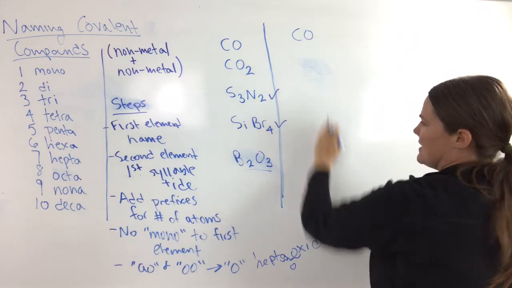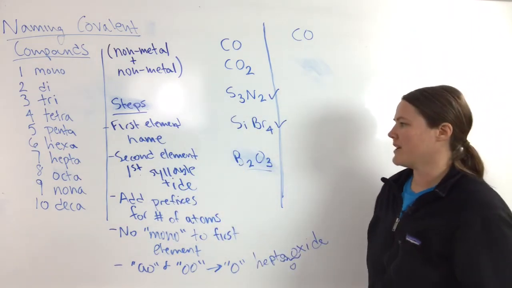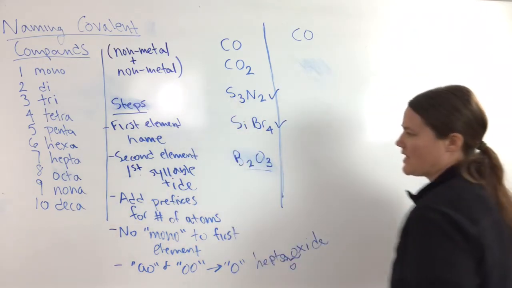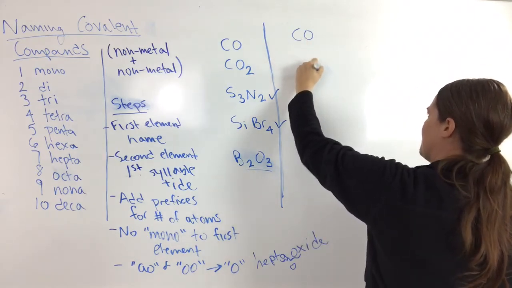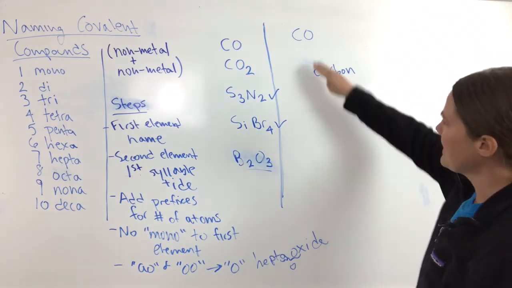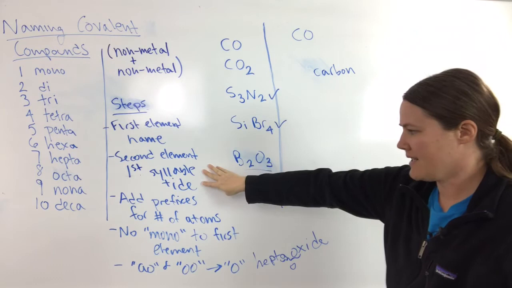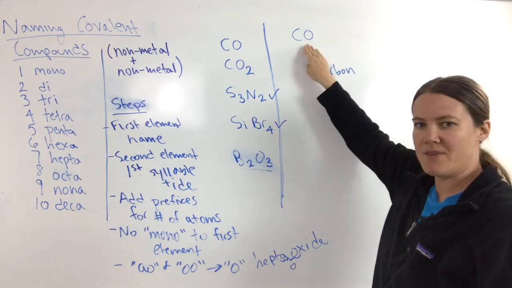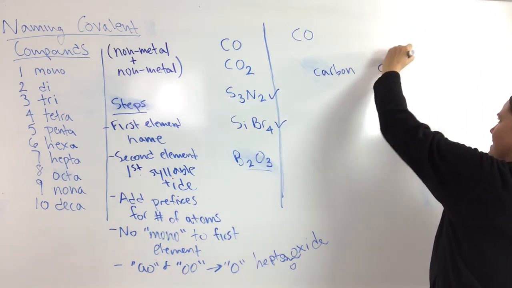So then we want to follow the rules for naming covalent compounds. The first step is to write down the name of the first element. The first element is carbon, so I'm going to write that down. And then the next step is to write down the second element with the first syllable plus "ide." We have oxygen, so this is going to be oxide.